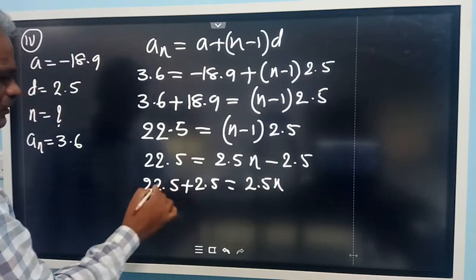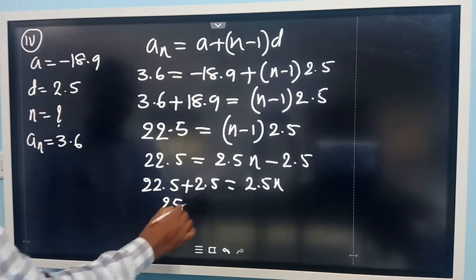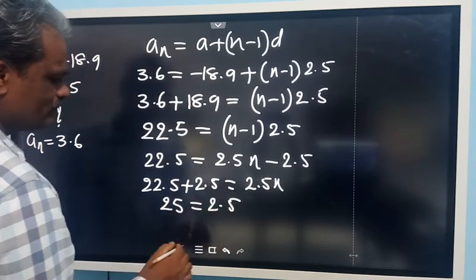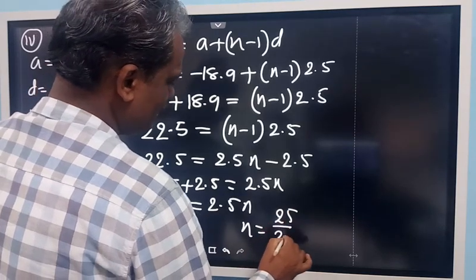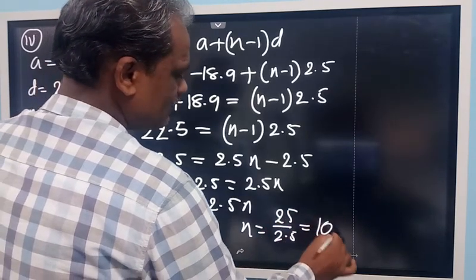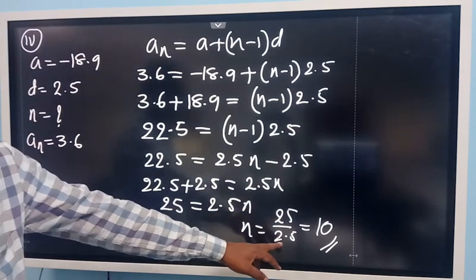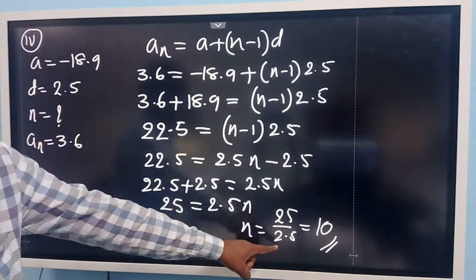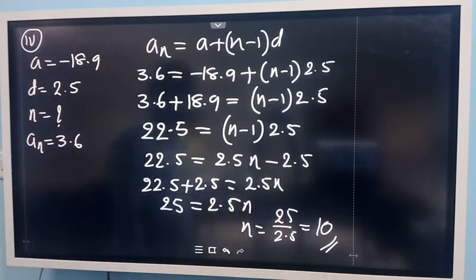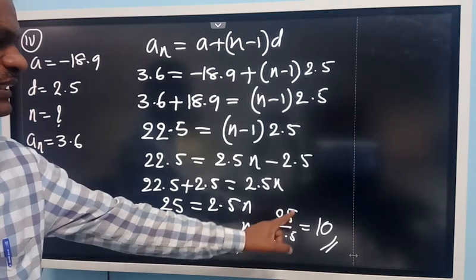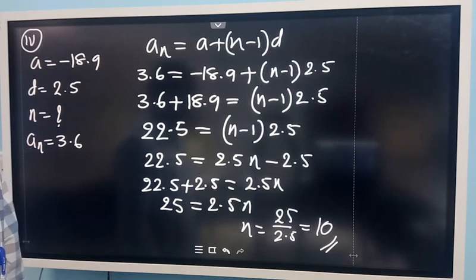It becomes 25 is equal to 2.5 N. So N is equal to 25 divided by 2.5. So it is 10. So there are 10 terms in this arithmetic progression. The denominator is 2.5. So when you divide the numerator 25, it gives you 10. Shift the decimal point to the right side, it becomes 250 divided by 25. 250 divided by 25 is nothing but 10.